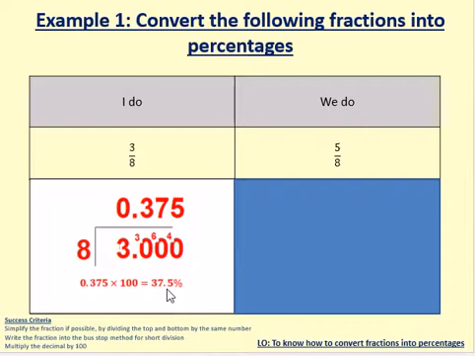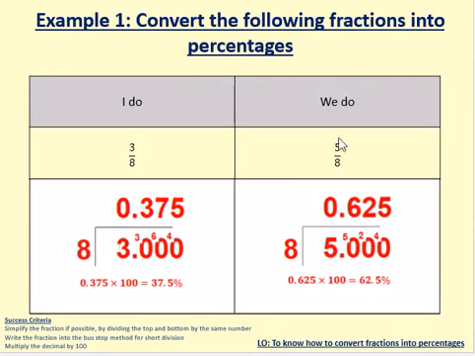Please copy that down. Success criteria is down here, so you can make a note of those if you need some support, but copy down the I do, pause the video, and try the we do. So pause the video now for a couple of minutes while you try 5/8 out.